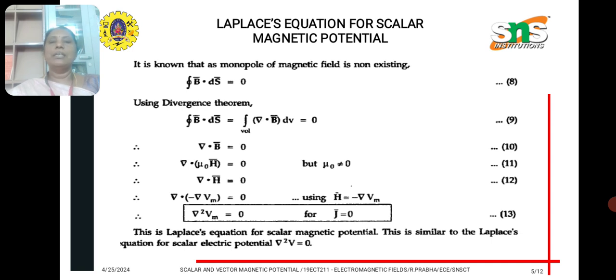By substituting H is equal to minus del Vm, we can write del dot of minus del Vm equal to 0, or del dot of del is del squared. So del squared of Vm is equal to 0. So this equation is known as the Laplace equation for scalar magnetic potential, and we can say that it is similar to the Laplace equation for electric scalar potential, del squared V is equal to 0.